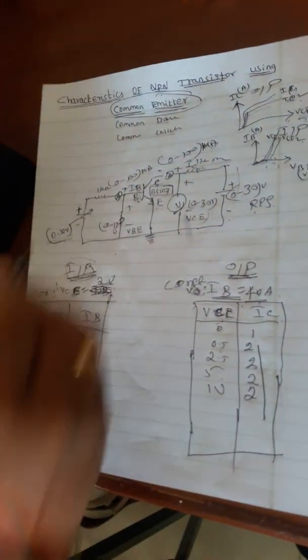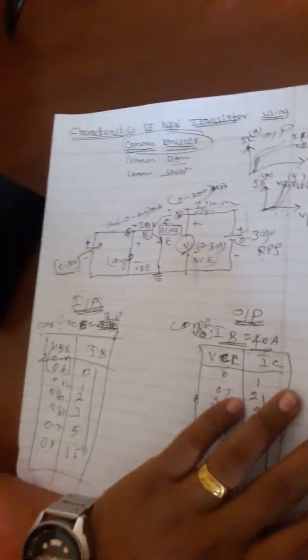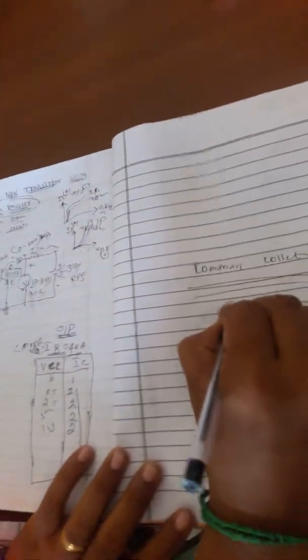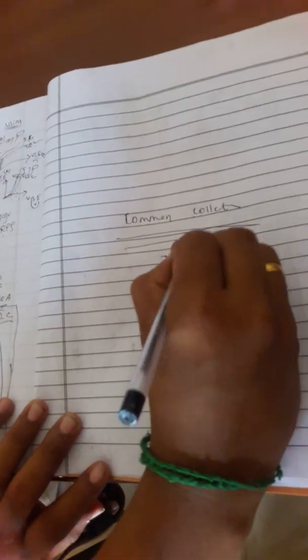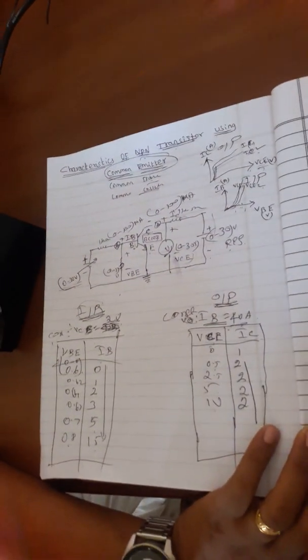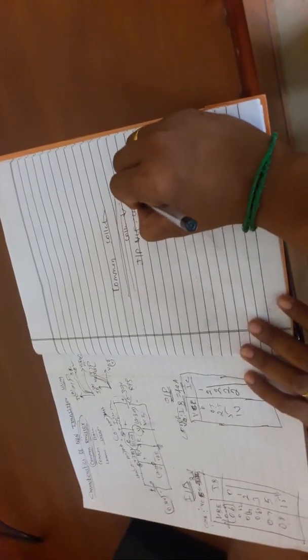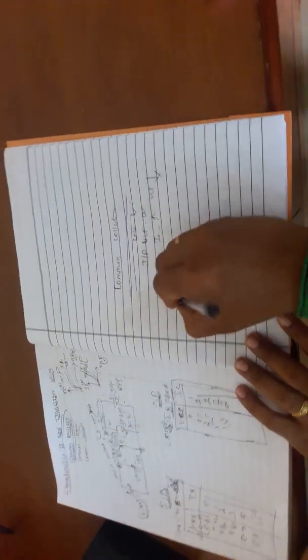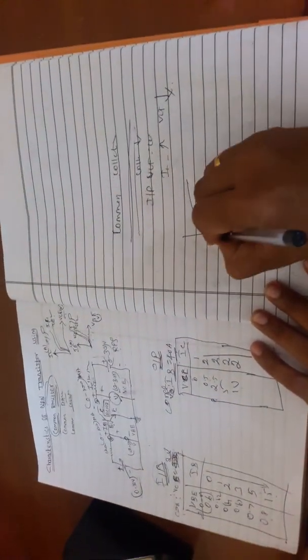Same like that, common collector as well as common base. In this common collector, instead of microamps, you have to use milliamps. In this common collector, the input voltage, the collector will be ground. The input voltage VCE will be constant, and IB will increase with the voltage, and the output VCE will decrease with the voltage. So the same graph. Common collector, likewise common base.